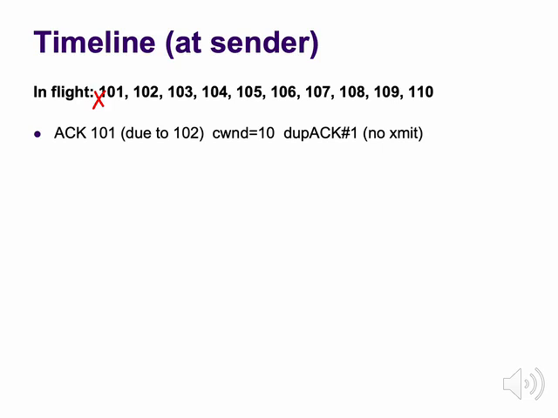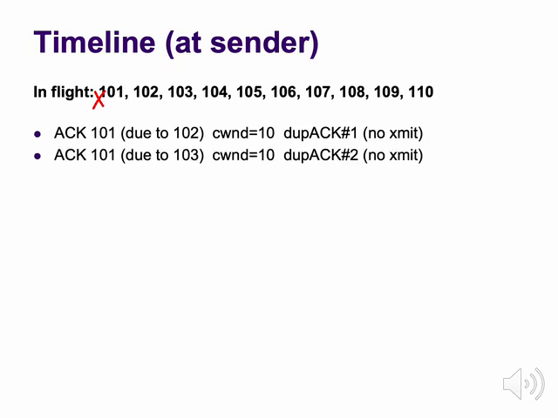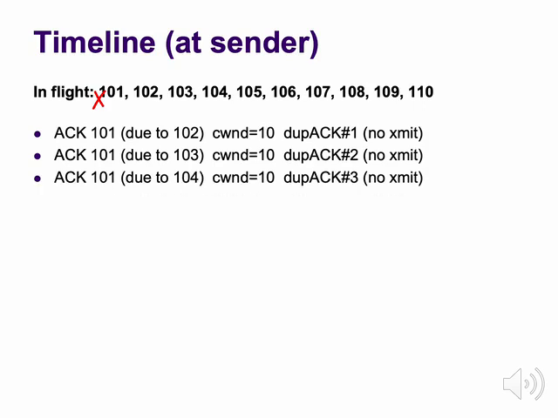It had a congestion window that was set to 10, and this is a duplicate acknowledgement. So it's the first duplicate acknowledgement, and the sender is not going to transmit or do anything at this point. It's going to receive another duplicate ACK, this time due to packet 103, so it's going to increase its dupack counter. And yet another ACK 101, this time due to 104, and so it's going to increase its dupack counter again. At this point, it has 3 duplicate ACKs, and so it's going to do fast retransmit.